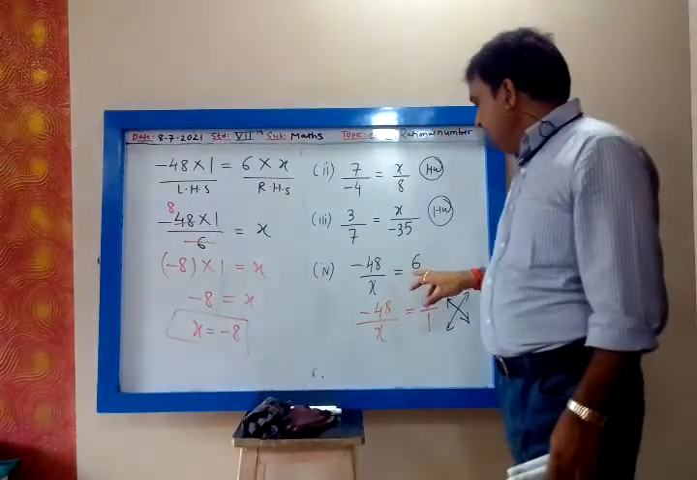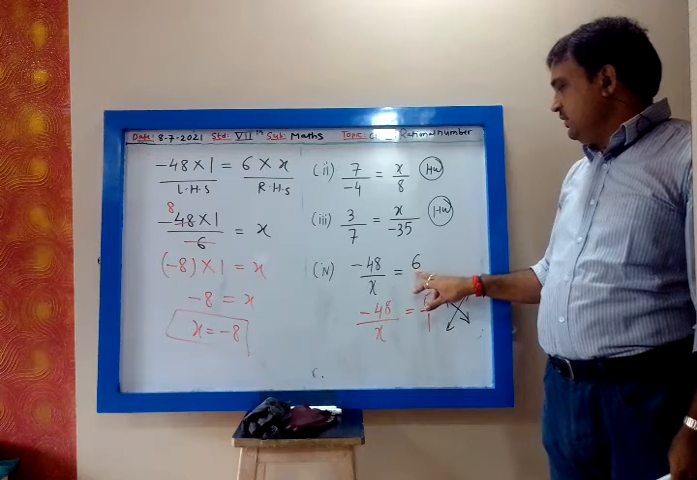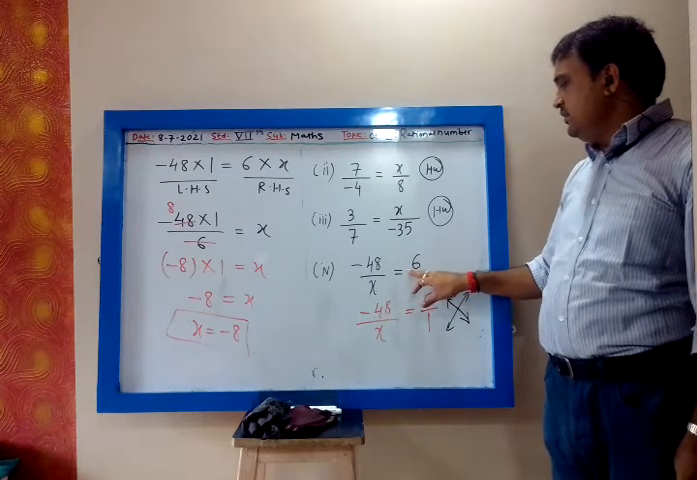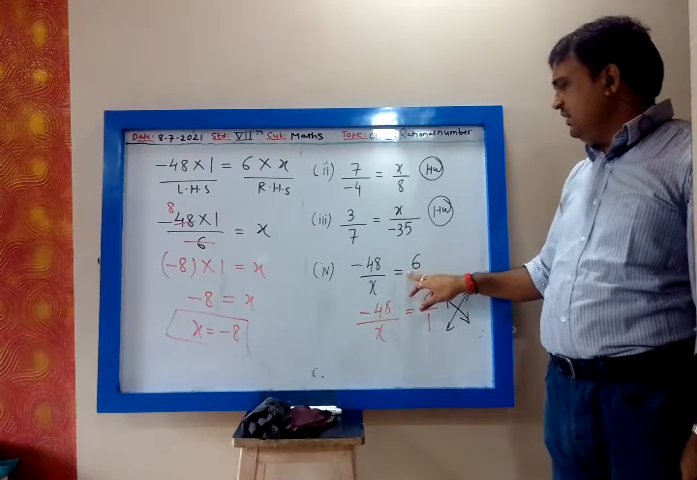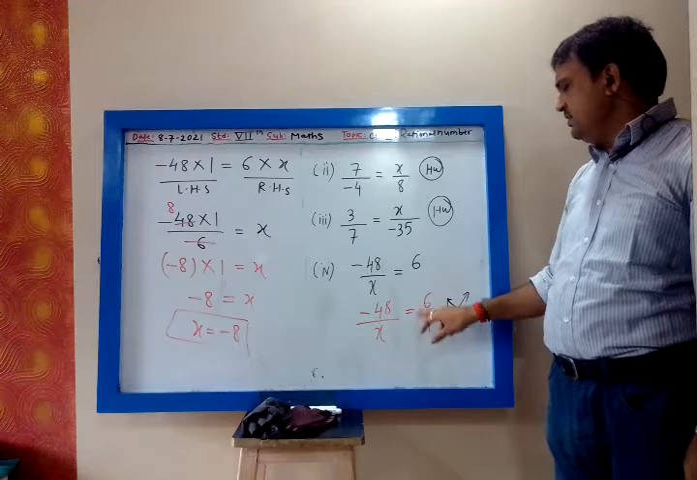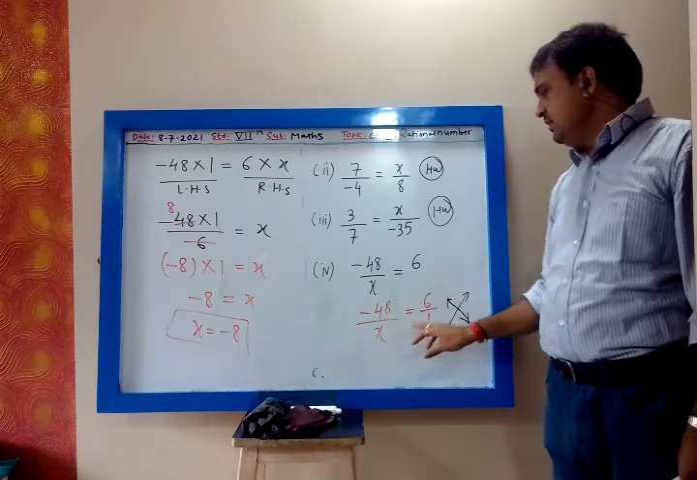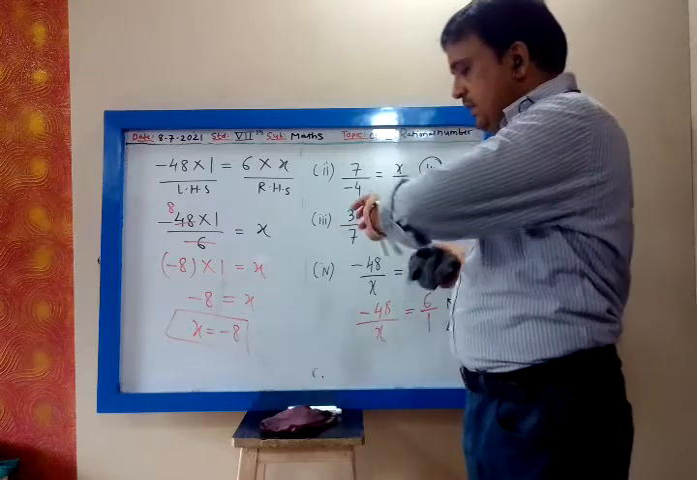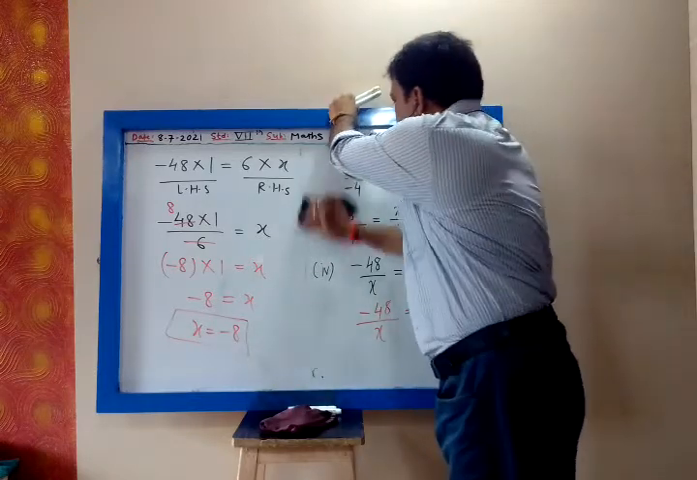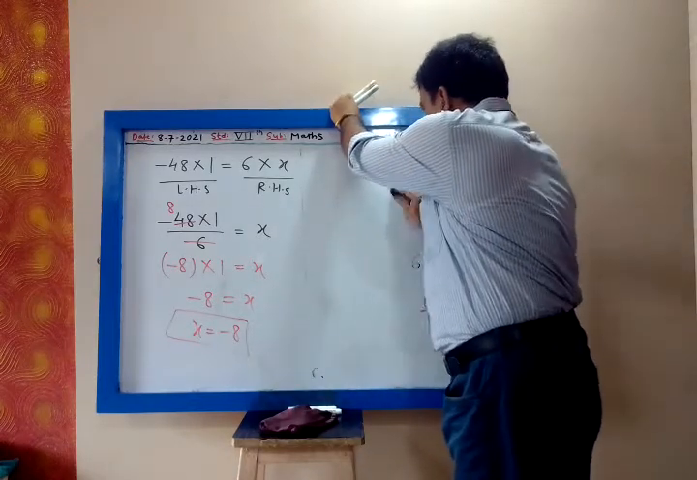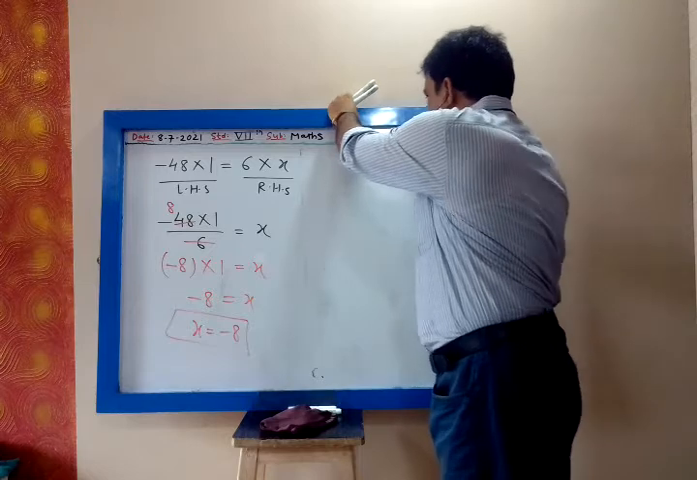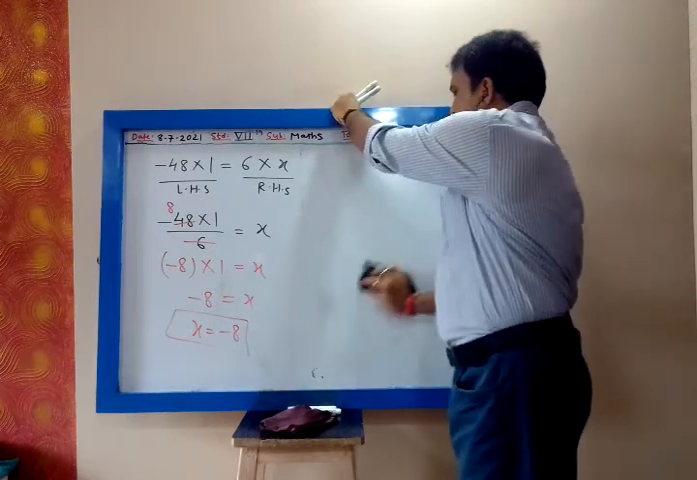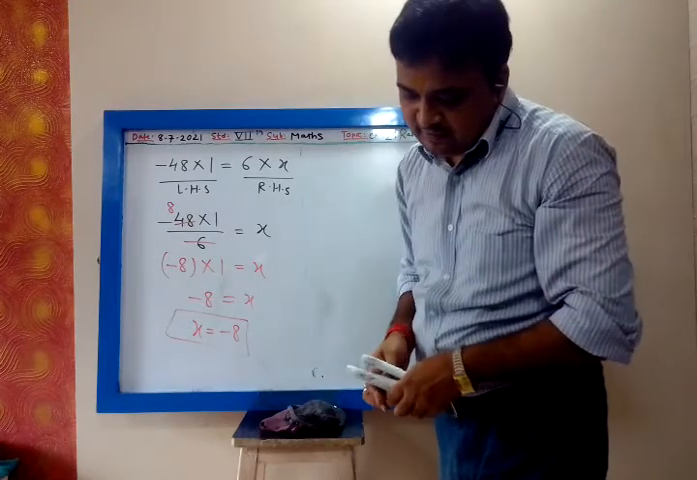So what was important? It was given only 6. There was no denominator. So whenever there is no denominator, I will take the denominator as 1. So this becomes a rational number. This is a rational number. There is equality. Cross multiply and simplify. Whenever you have equality of two rational numbers, you have to cross multiply and simplify.